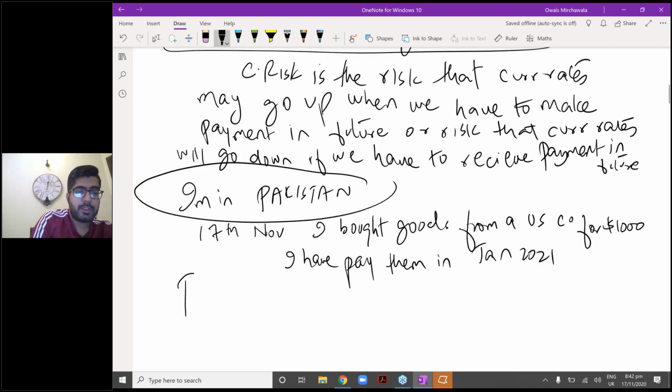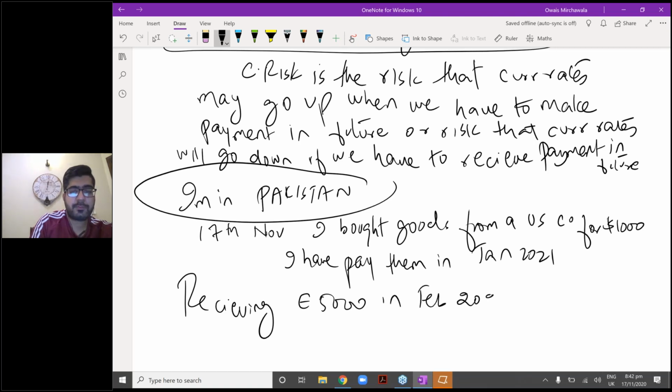Or, for example, you will be receiving euro 5,000 in February 2021. If you are receiving euro 5,000 in February 2021, there is always a risk that till that time the rates may go down for euro. This is currency risk: if you have to make payment to someone, the person is always afraid that the rates may go up. And if you are receiving money, there's always a risk that rates may go down.